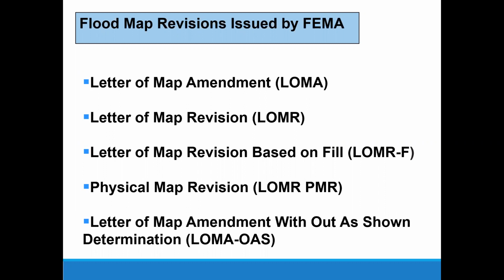It's usually the LOMA and LOMR-F that we see for houses and subdivisions, that kind of thing. So the letter of map revision based on fill is the third letter. This is a LOMR-F. And so basically we're putting engineered fill into the floodplain. And again, we are changing the floodplain, we're changing the map.